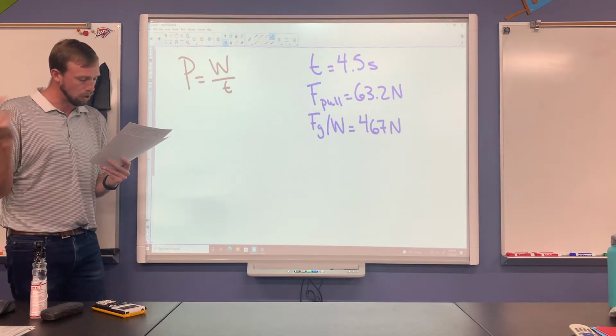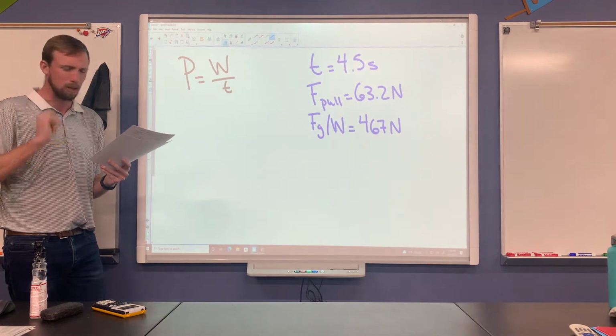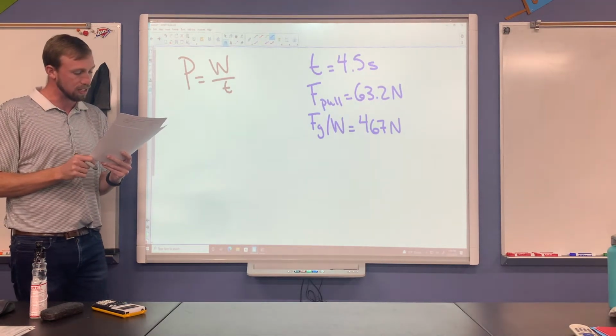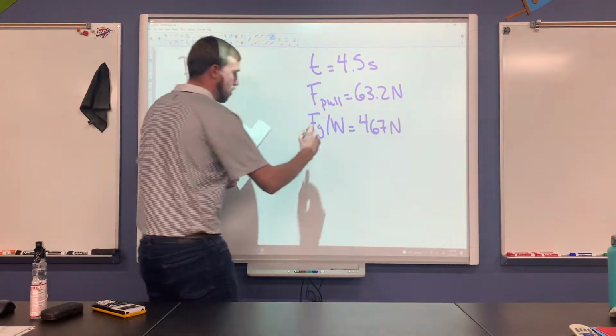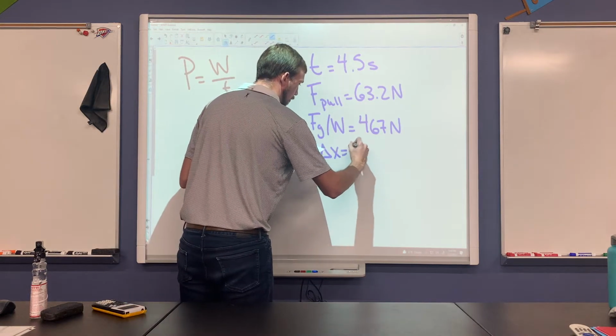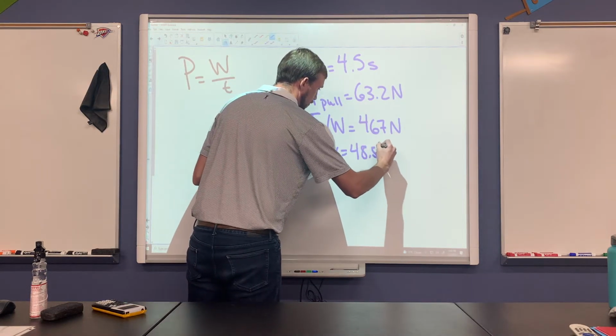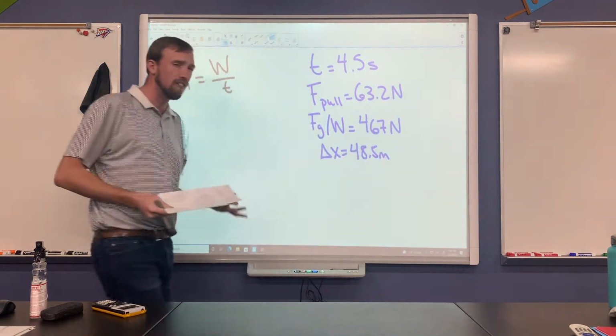We're given an angle, 22 degrees with the ground. We're going to draw a picture here. And then the sled moves 48.5 meters. So we've got a delta x of 48.5. Okay, now we want to find the work done.